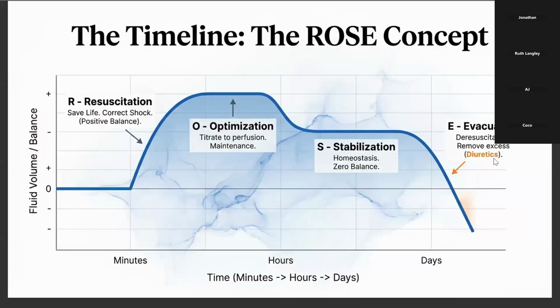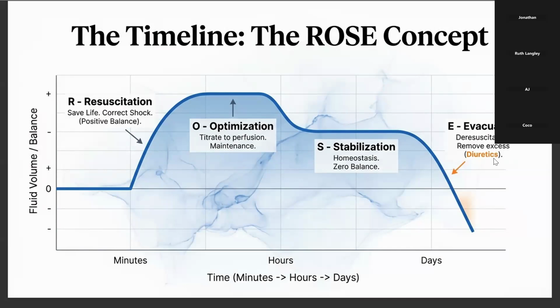So what are we trying to achieve with giving fluid? It's something called the ROSE concept. So that's resuscitation, optimization, stabilization, and evacuation. So we're going to pour fluid in, aren't we, to try and save the patient's life, to correct the shock, to make sure that the organs are being supplied with blood, basically. You're trying to get that blood pressure up to make sure that they get supplied with the necessary oxygen and all the rest of it. Pour fluid in.